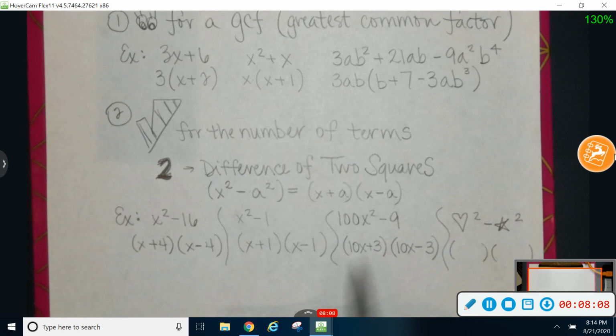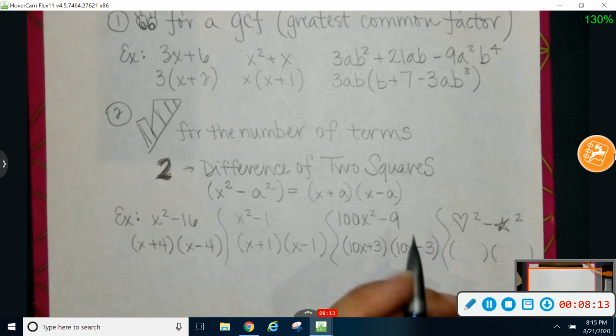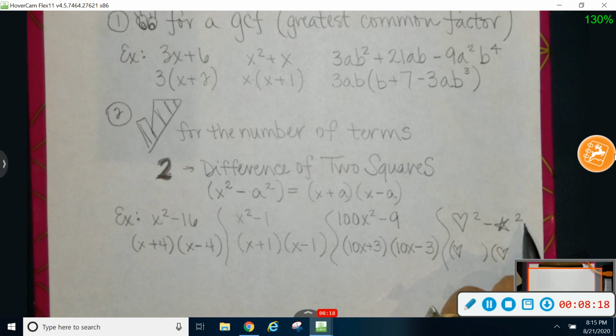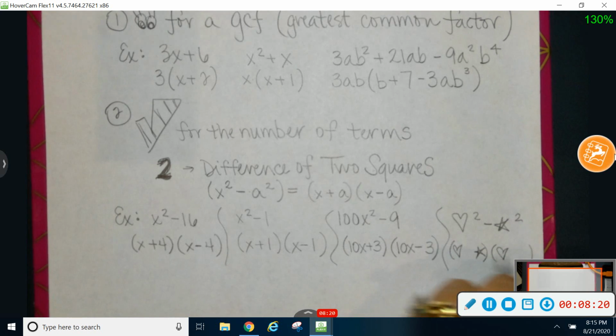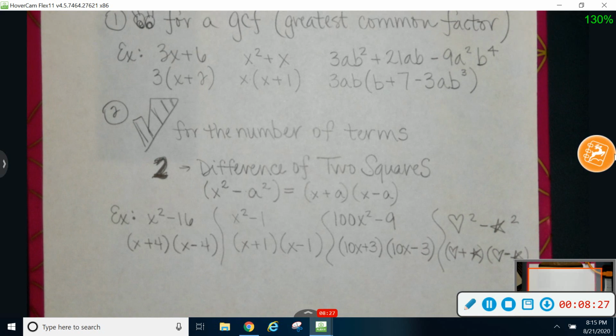So 2 terms. What's the square root of heart squared? The square root of heart squared is just heart. So heart and heart. Square root of star squared is star. So star and star. One gets a plus, one gets a minus. This is meant to show you that factoring is patterns. It doesn't always have to be numbers, but it's recognizing if I have 2 terms, they're both perfect squares, and it's a difference. I can do it with hearts, I can do it with numbers, I can do it with apples, I can do it with oranges, that it's just recognizing the pattern.